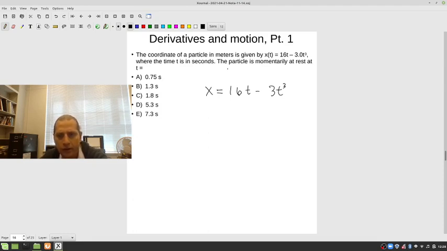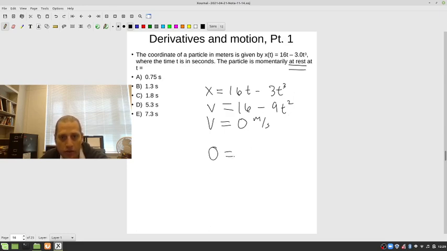Well, this might be a hard one to figure out, but what does momentarily at rest mean? Well, I am at rest when my velocity is 0. So what you need to do for this one is find v from x = 16 − 9t². And then you can go ahead and set this equal to 0 and find out what time that happens at.